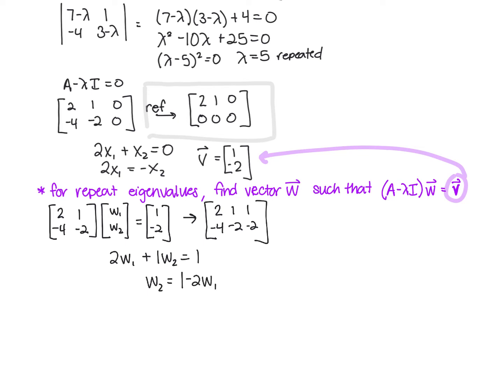And now what we're going to do is pick a new value for this vector. I'm not going to use the same values I used before. It shouldn't work anyway, even if I did. So let's let W1 be 0. That would be the easiest. What would W2 be then? 1. And so my new vector, my second linearly independent vector, would be 0, 1.